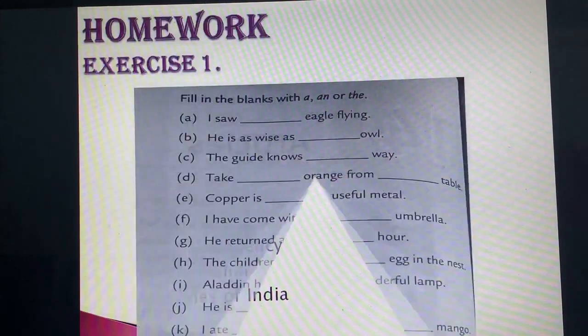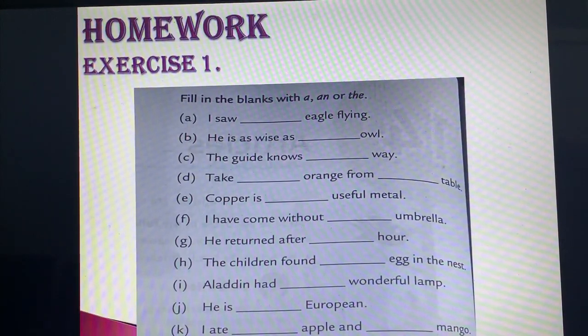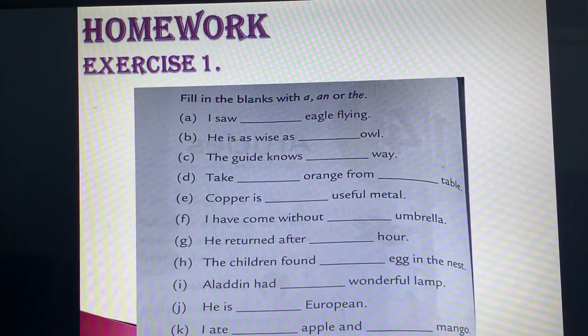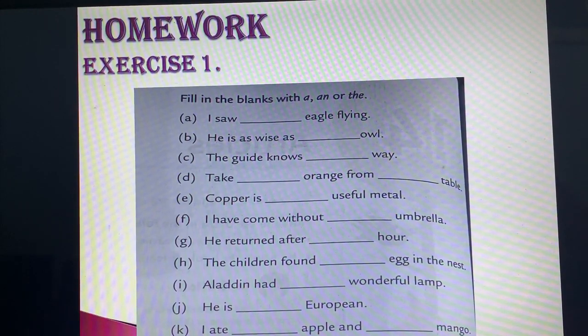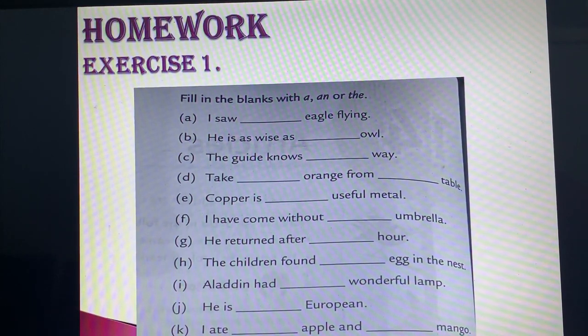Next is about your homework. This is your homework. This is book exercise number 1 of your Wren and Martin grammar book. It is from your book only, and I can tell you the page number. Fine, it is page number 60. The exercise is given on page number 60. You have to do this exercise yourself. Both the exercises, you have to do it yourself.